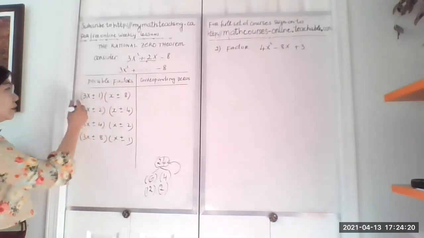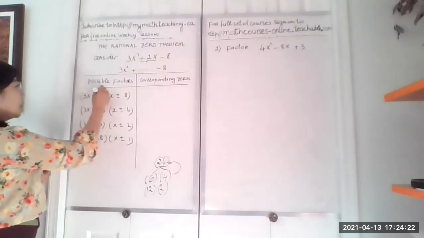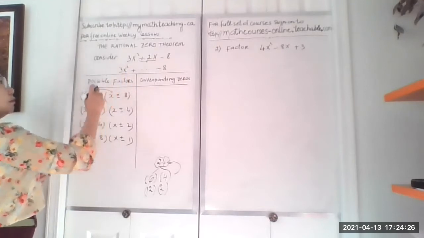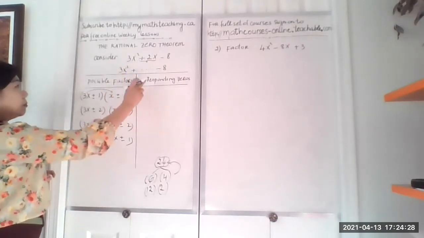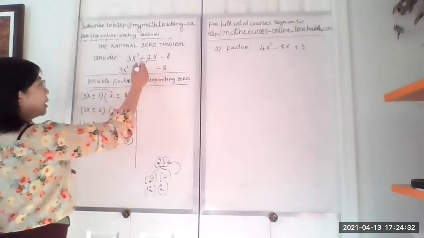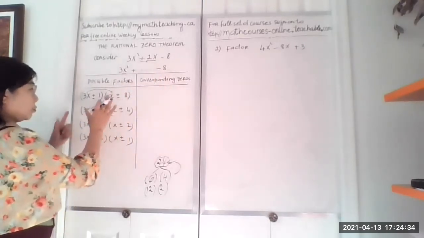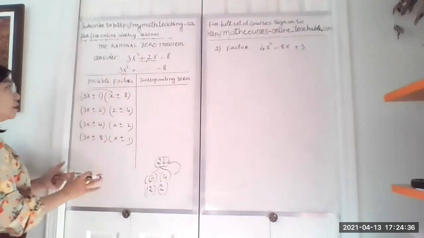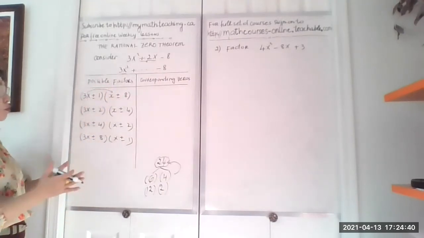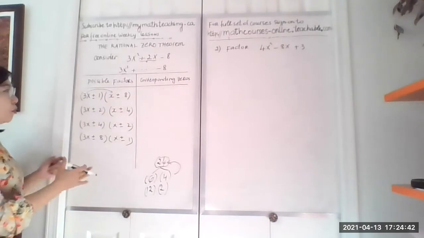And why? Because if you multiply 3x times x, it is 3x squared, so you get back to the first term. Let's check the last term, because we don't know the middle, right? I assume that I delete the middle. So these are just the possible factors. That's why I said possible factors. Not actual, but possible.